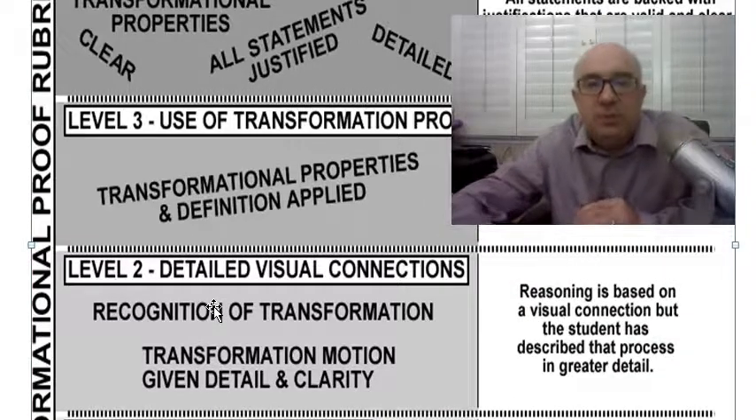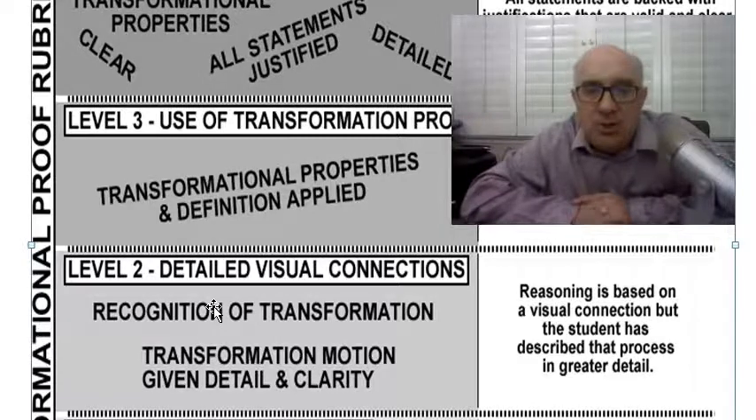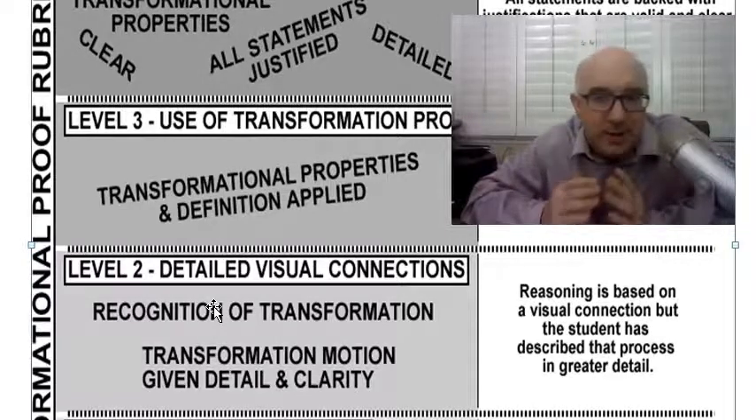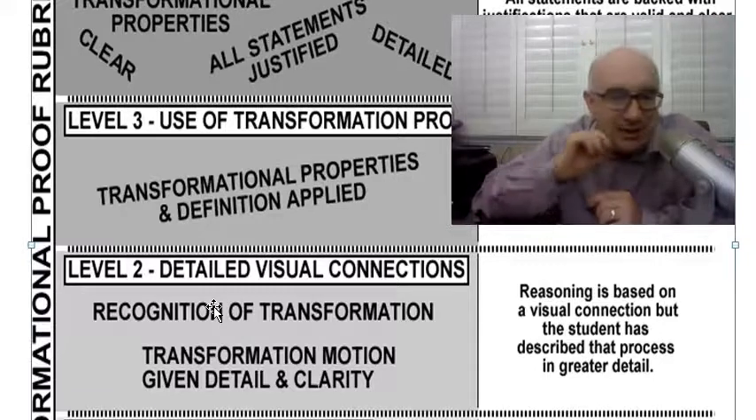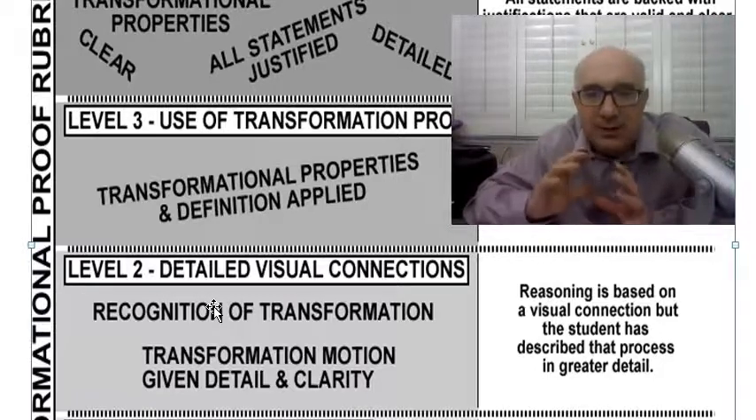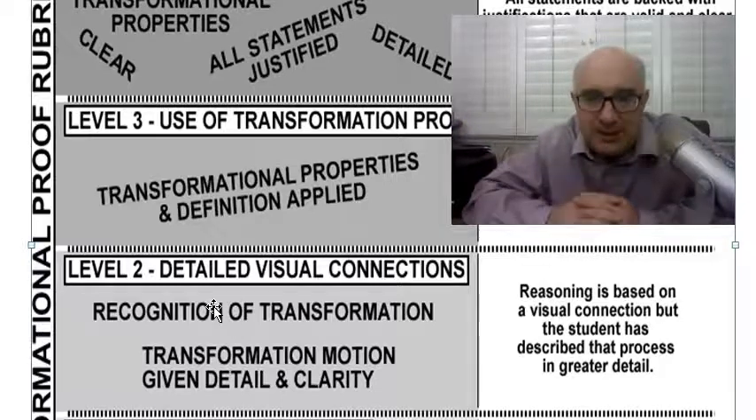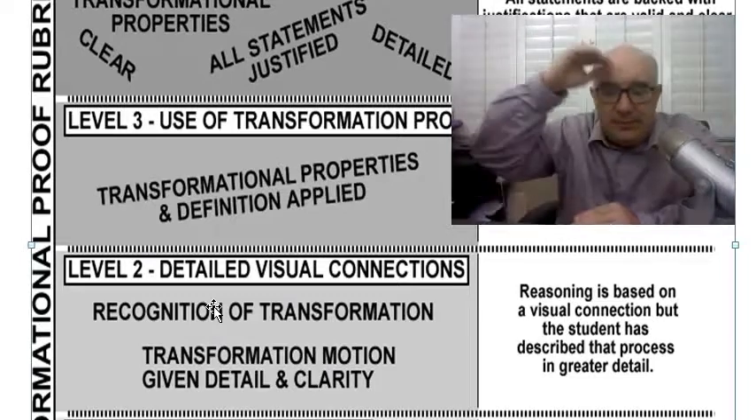Level 2 moves us to more detail of that visual connection. So we begin to talk about a reflection over line BC, or a rotation about C, or a translation down AB. So we begin introducing a greater description to the visual things that we see. That gets us to 2 out of the 4.